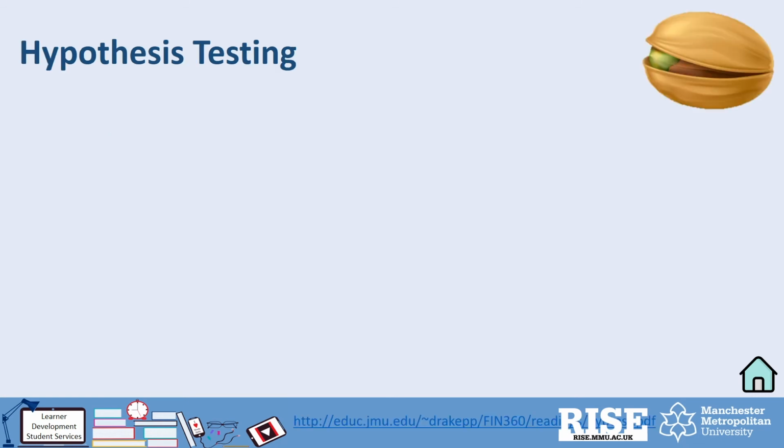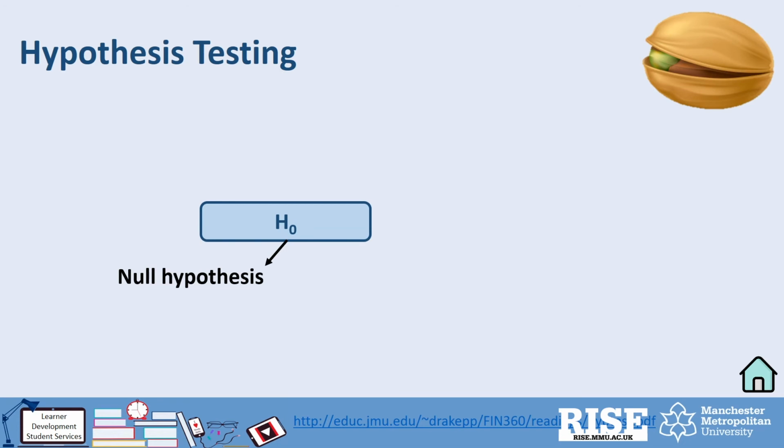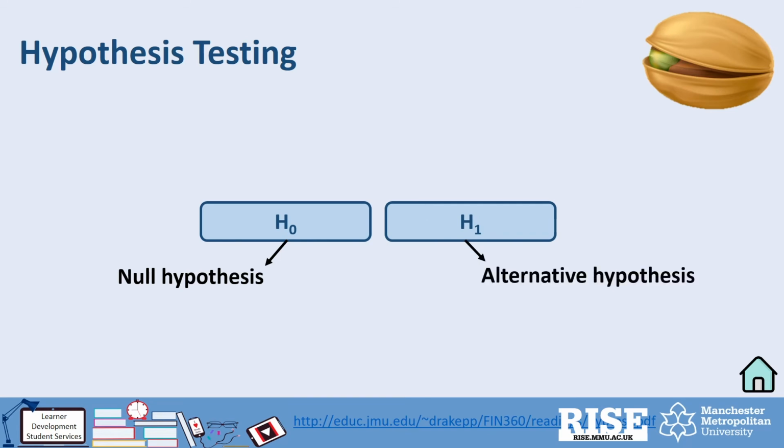Hypothesis testing. Hypothesis testing is used to assess the plausibility of a hypothesis by using sample data. In order to do this, you would start by devising the null hypothesis, referred to as H0. The null hypothesis is a statement that's assumed to be true unless there's strong evidence against it. You would then devise the alternative hypothesis, referred to as H1. The alternative hypothesis is a statement that is accepted if the null hypothesis is rejected.